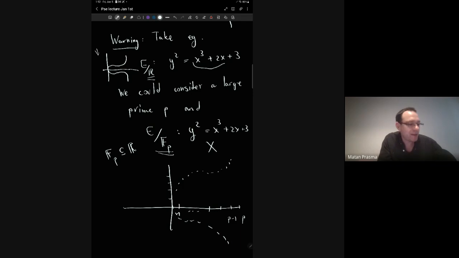Okay, but of course, typically once you take high values of x, then x cube in FP is not the same as x cube in R. So it will be different, right?